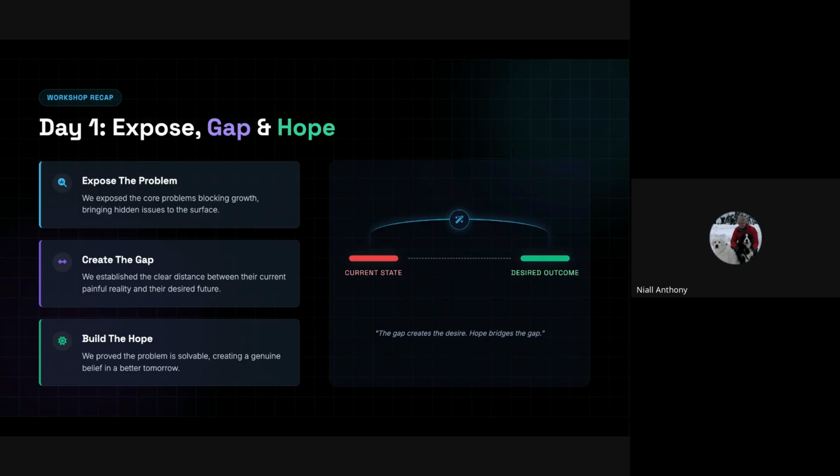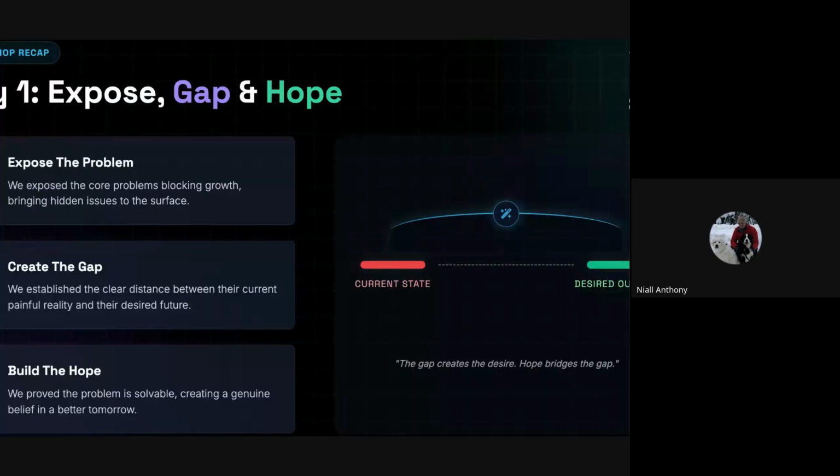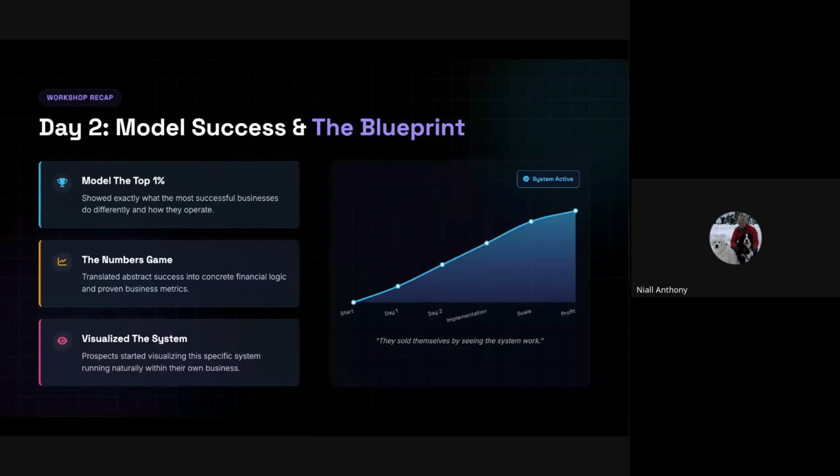And then finally, we have to build the hope back up again. People do not buy in a position of fear. They buy in a position of hope. So here, where we're exposing the problem, here where we're creating the gap, it can create that sort of sense of fear. So we have to make sure in the end of day 1, we transition to building the hope back up.